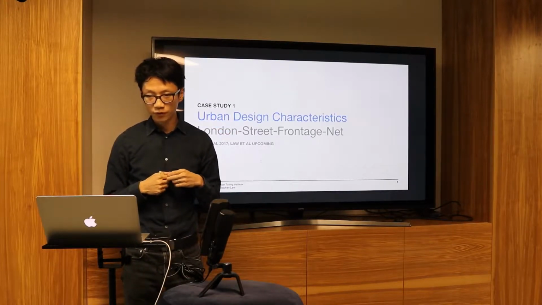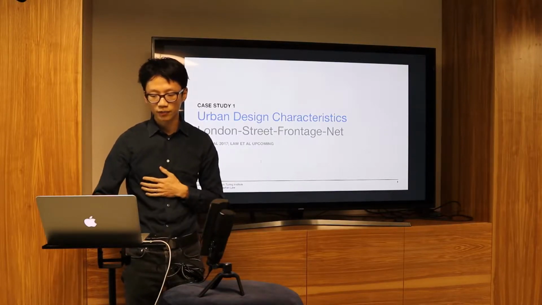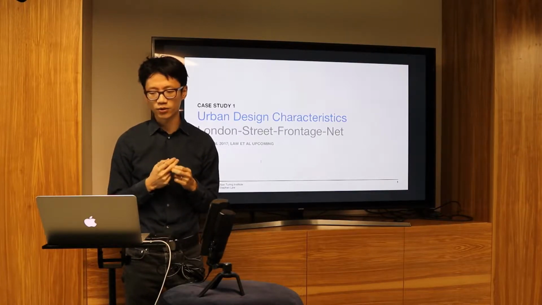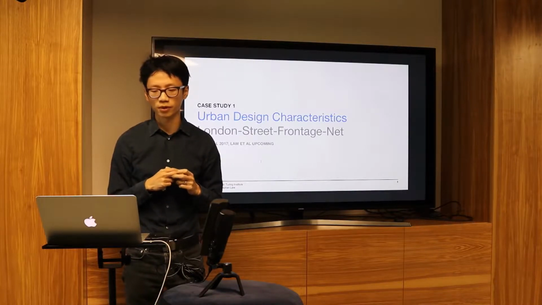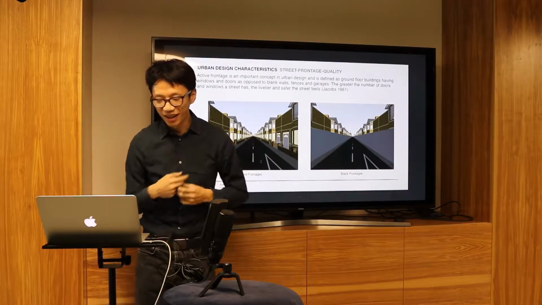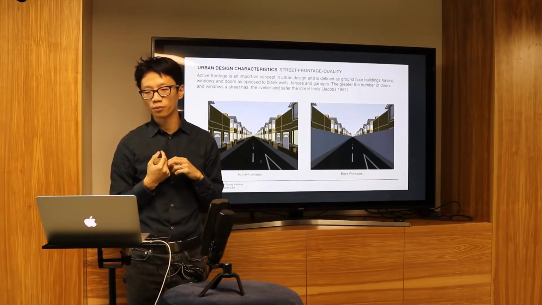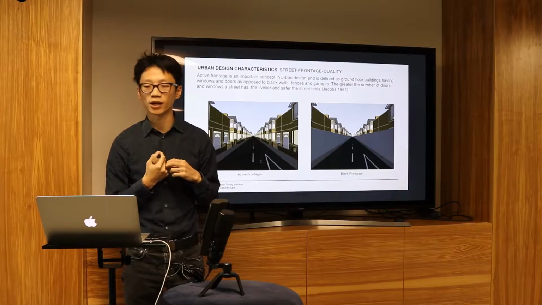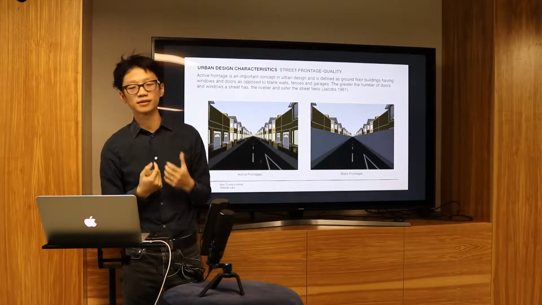For the first part, I'll talk about urban design characteristics. I published a paper in 2017 in Six Spatial, and I'm also publishing a paper coming up in IJGIS about this topic. This is supposed to be moving, but it's not. Active frontage is an important element in urban design, and it's defined as ground floor buildings that have windows and doors as opposed to blank walls, fences, and garages. The greater the number of doors and windows a street has, the livelier and safer the street feels.